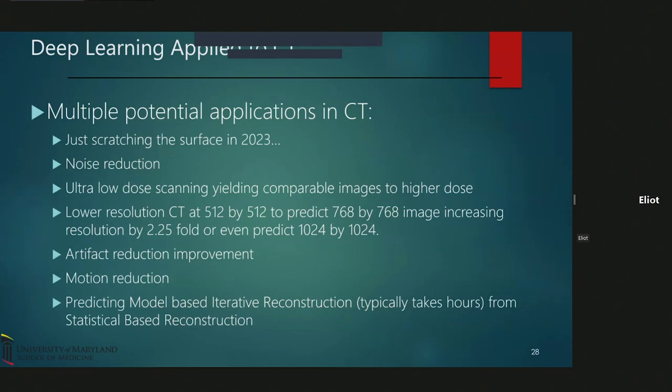I think in 2023, we're still just scratching the surface with regard to ability to do noise reduction, ultra low dose scanning, to be able to take lower resolution CT images, which currently are typically reconstructed at 512 by 512, and be able to essentially upscale the image resolution, being able to do artifact reduction, motion reduction, and to be able to significantly speed up different forms of iterative reconstruction.